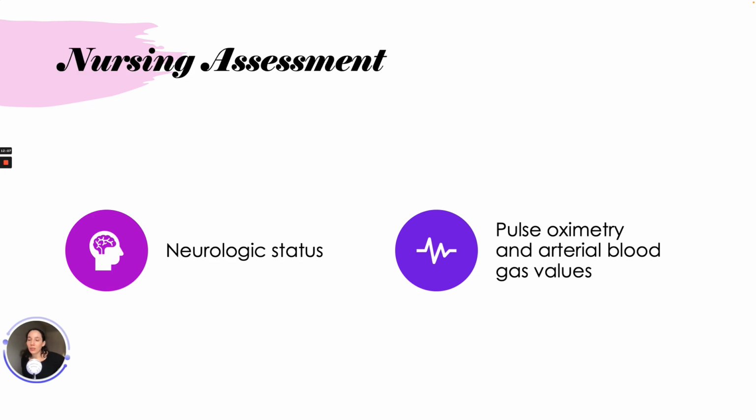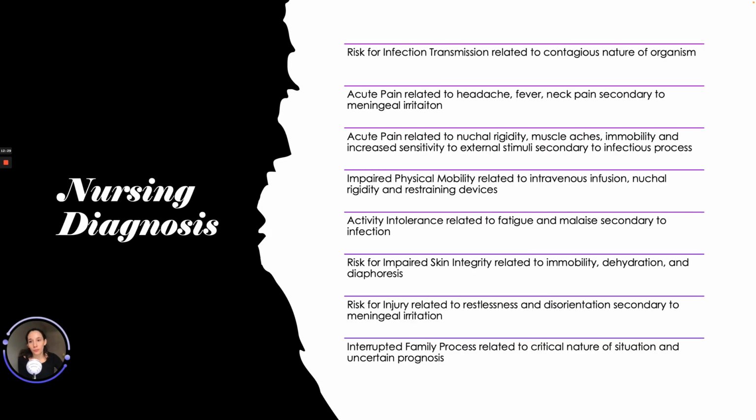So our nursing assessment should really be focused on neurological status. Again, that brain is inflamed. We're going to see those neuro signs, and we're going to have to create precautions or procedures or interventions to help with those. You also want to be looking at the pulse ox and arterial blood gas values to identify if there's any need for respiratory support.